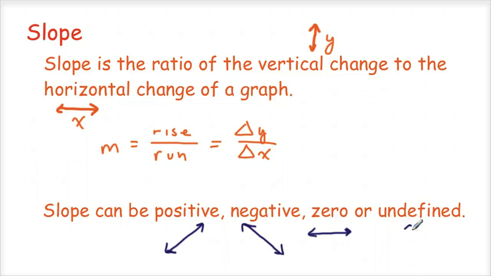And then slope can also be undefined, and that's going to be a vertical line, one that goes straight up or down. It's so steep, there's no slope to define. Like there's no rise over run. There's no run, basically. So those are the 4 different types of lines you can see, and we'll talk a little bit more specifically about what their equations look like later on.